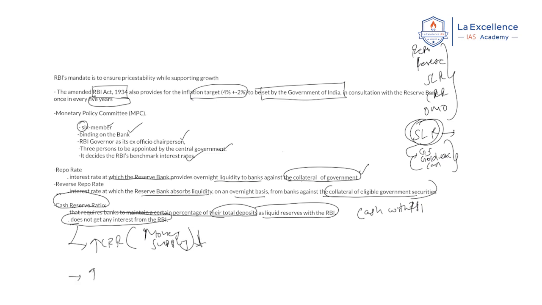Okay, and if there is an increase in SLR, in a similar way, money supply will reduce. Now, in this article, you have to know that RBI reduced the CRR. That means money supply will increase. Okay, now these are the things that you have to know from the examination perspective. Okay, now coming to the next article.